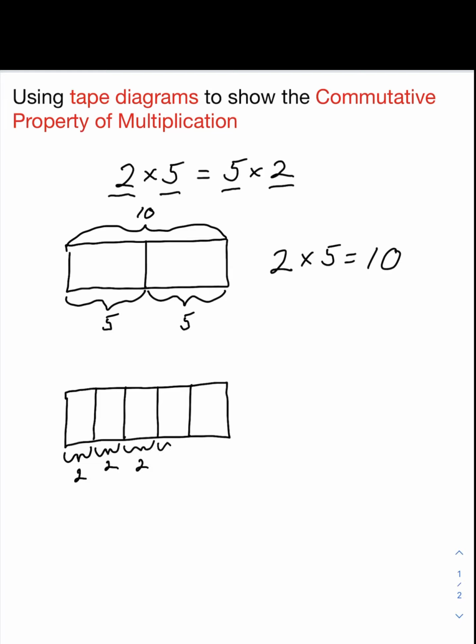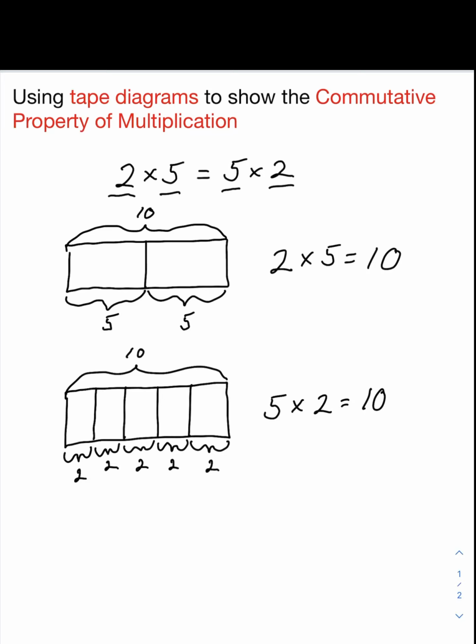I wouldn't have to, once I show you that the value of one section, since they're equal, the value of all of them would be 2. And then I know 2 plus 2 plus 2 plus 2 plus 2 is 10. So this tape diagram demonstrates that 5 groups of 2 is also 10.